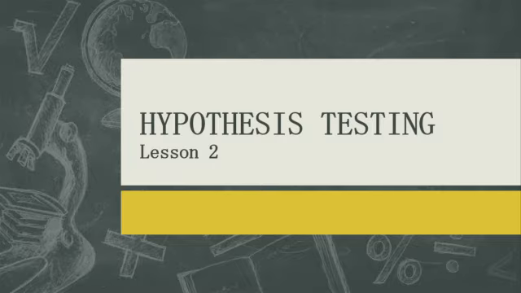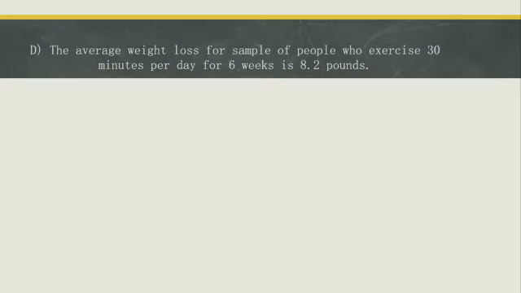From section D sa lesson 2 po, hypothesis testing. So the problem in section D, the average weight loss for a sample of people who exercise 30 minutes per day for 6 weeks is 8.2 pounds. So dito po in this problem, makikita po natin ang 8.2 pounds which is the average.